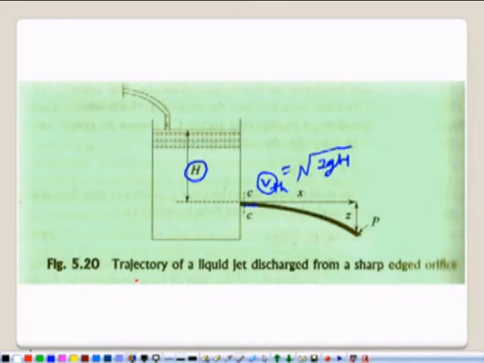Now, after completing this chapter, which is on Venturi meter, orifice meter, pitot tube and orifice, we are going to discuss another chapter. It is on pipe flow. In pipe flow, we all know that water is transported from one end to another end through pipes.